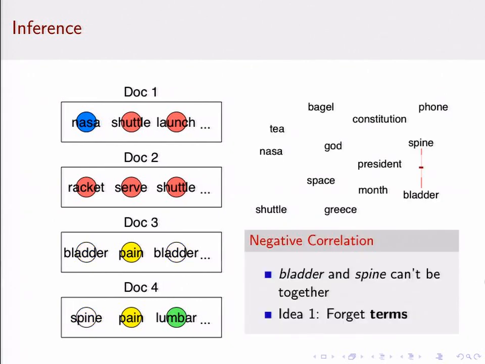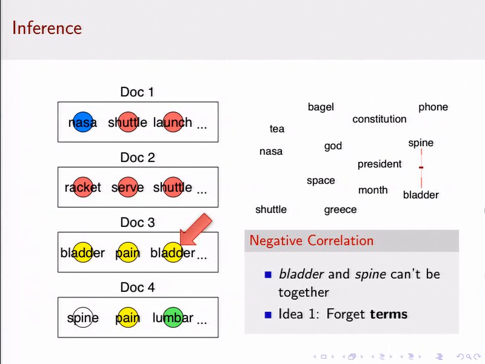Okay, so let's say that we want to induce a negative correlation. So idea number one is to selectively forget terms. And so what we're going to do when we forget terms is pretend that we don't have any topic assignments for these guys, the terms that people pointed out problems with, and then run inference forward. And so what happens then, you need to choose a topic for this guy. And let's say you chose the yellow topic. And so that means, because you want to have consistent topics within a document, that when you get to bladder, you're more likely to have the yellow topic there.